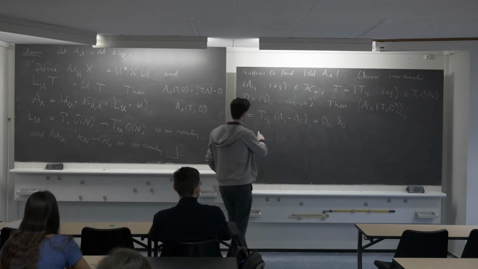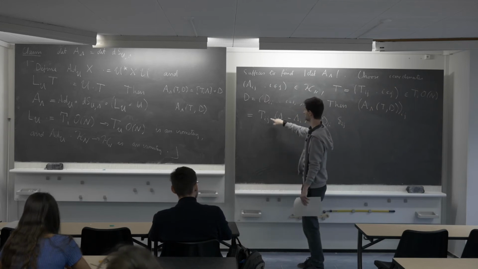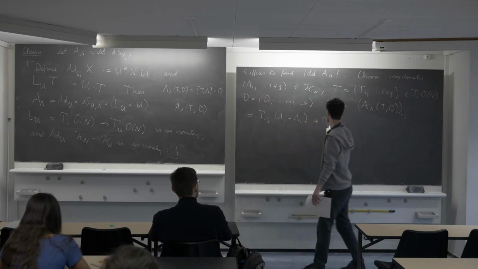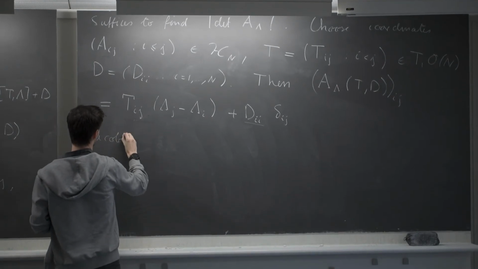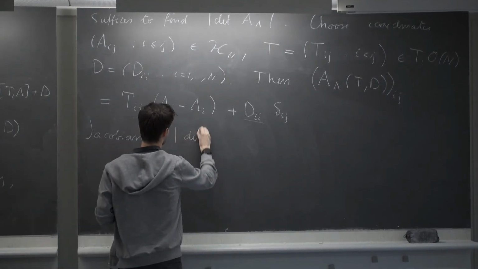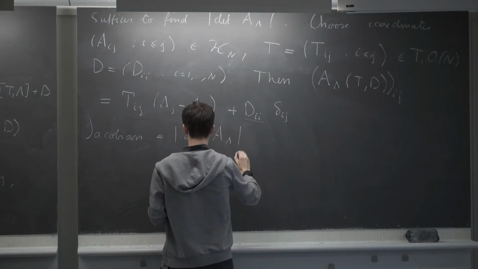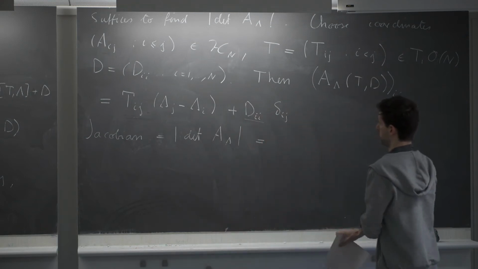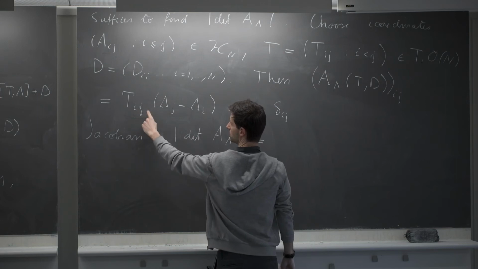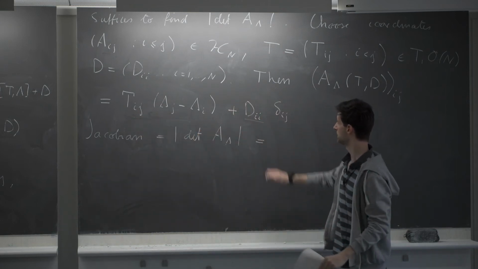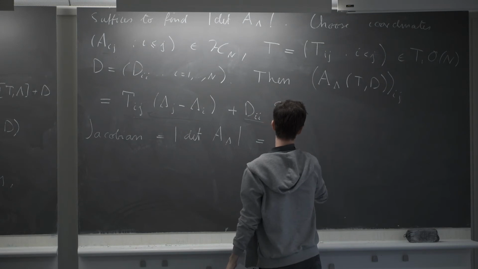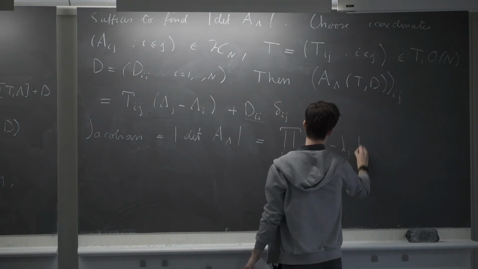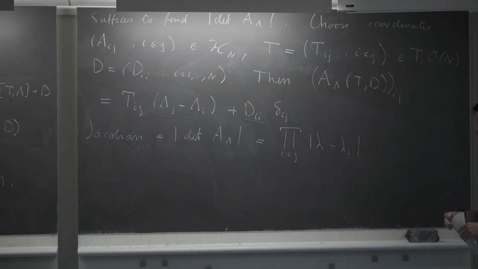Here I have one variable which governs the variable A_ij, and then I have one variable d_ii, which governs the variable A_ii. So the Jacobian, which is equal to the determinant of A lambda, is just going to be the product over i strictly less than j of all of these terms. Here the Jacobian is 1 for each of the diagonal ones. So it's just the product over i, j of lambda_i minus lambda_j. Okay? And that's it. This was what we wanted.